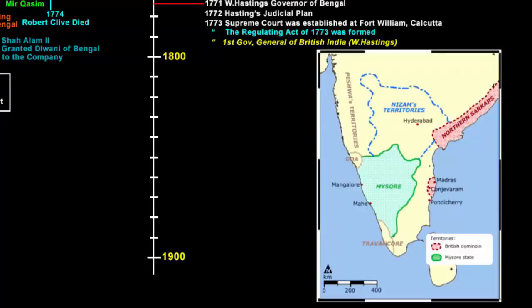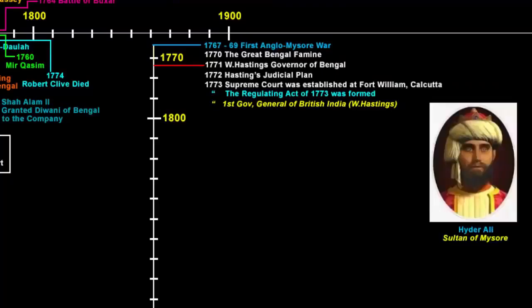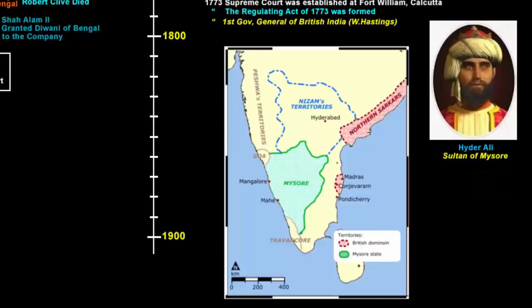The company fought 4 wars against the Mysore kingdom under the name Anglo-Mysore War. The first Anglo-Mysore War was fought in 1767 to 1769 under the leadership of Hyder Ali. The company took the help of Nizam of Hyderabad, but the Nizam ended up helping the Sultan, and the company lost the war, almost losing Madras.